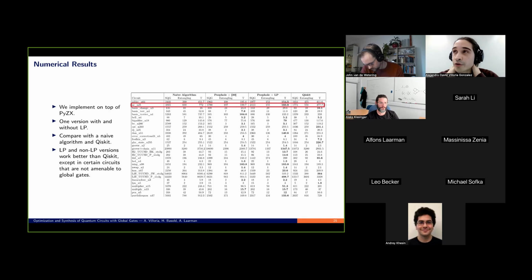Can you repeat the question? So the global gates, this can be any arbitrary sequence of, let's say, phase gadgets, for example. So it takes the same time to execute because they are executing in parallel, because they commute. So it would take the same time.